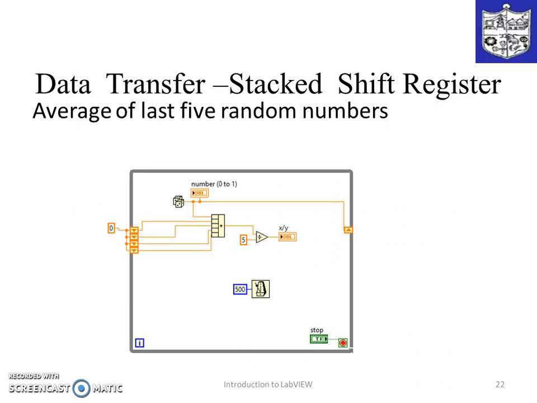So I can have a stacked shift register also. So this is the average of the last 5 random numbers. You will require it for moving average and all. So the last 5 random numbers are initialized to 0. So each time the previous one will be added. I have given a delay.